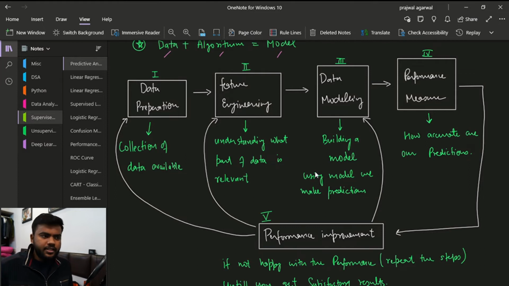Then you perform the feature engineering, because the entire data is not going to be relevant for you. You will only need a few features from your data that will be relevant for building your model, and this feature engineering is exactly this. You understand what is important for your model.